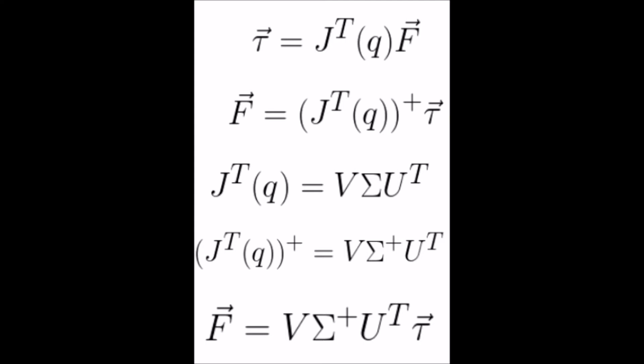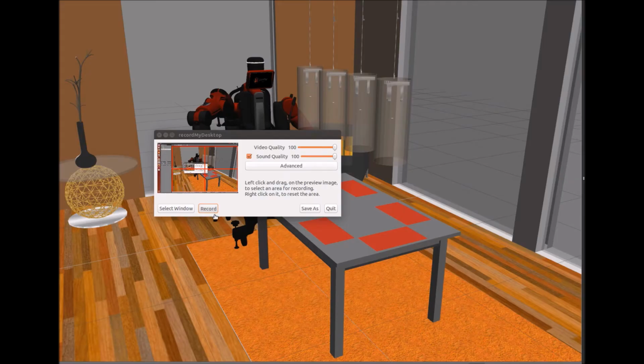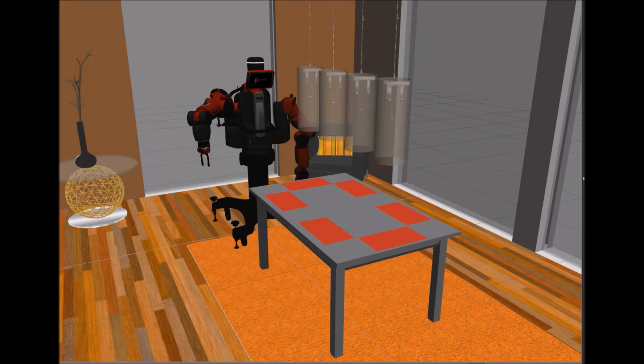To minimize these errors, the singular value decomposition of the Jacobian transpose can be computed, and then a singularity robust pseudo-inverse can be created by inverting the sigma matrix. This allows for better estimates of the applied wrench to be made. This is a video of the Baxter interacting with a simulated environment and sending the wrench it feels from the interactions to the Phantom Omni.